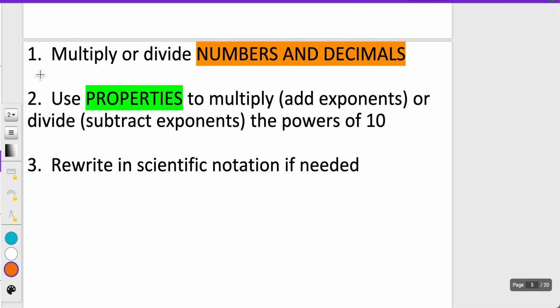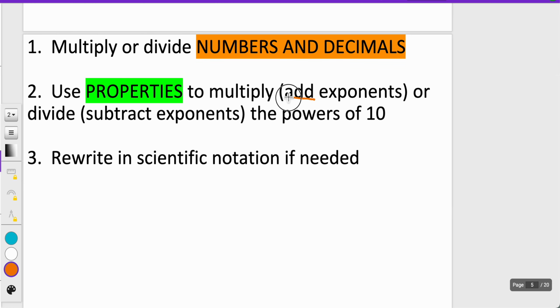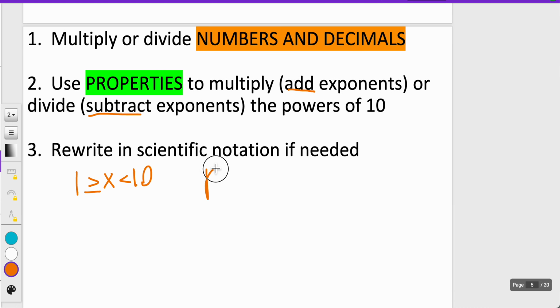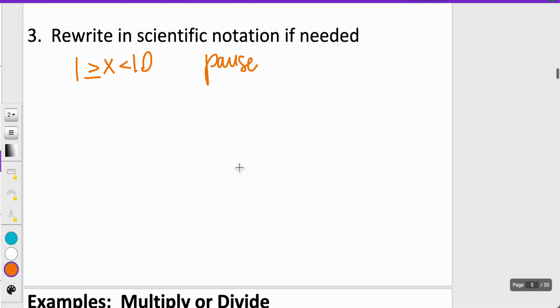When we multiply or divide with scientific notation, here are some steps to follow. We will multiply or divide the numbers in decimals first, and then use properties to multiply, either adding exponents or dividing, subtracting exponents. Then we may need to rewrite in scientific notation if needed. A lot of times we just need to make sure x is less than 10, but greater than or equal to 1, okay? So make sure we have this copied in our notes. If you need to, you can pause the video here. When you're ready to go on, let's go ahead and click play.